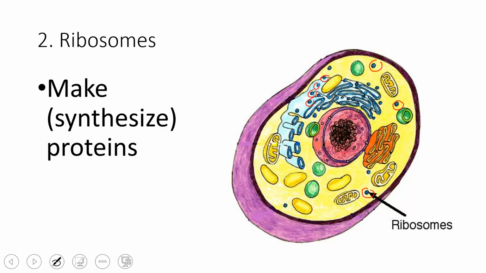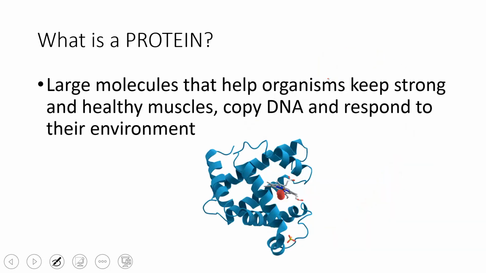Let's remind ourselves what proteins are. So if you think way back to Unit 2, proteins are large molecules that help organisms keep strong and healthy muscles. It copies DNA and it responds to the environment. So ribosomes make protein, and proteins make our muscles and our bones and allow us to be healthy and strong. Without protein, we'd be really weak and flimsy individuals. So it's an important job for ribosomes to make protein for us to be healthy and strong.